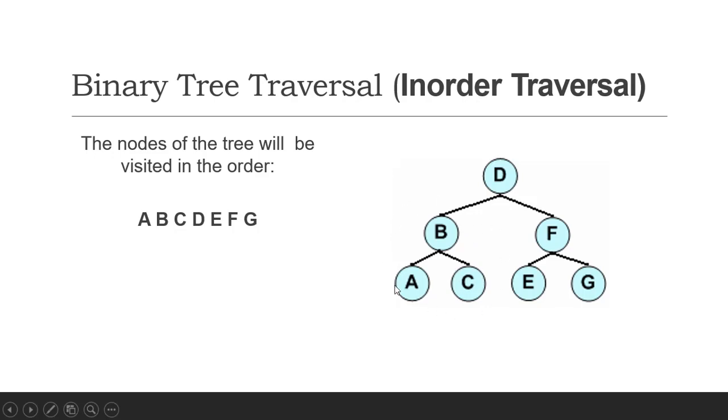If none of the subtrees are available on the left subtree of D, you proceed to the right subtree. But before proceeding to the right subtree, you have to visit the root. That's why we have the letter D here. Then proceed to the right subtree. Again, a recursive call: traverse from the left, then visit the root, then traverse from the right. That's why we have E, F, G here.